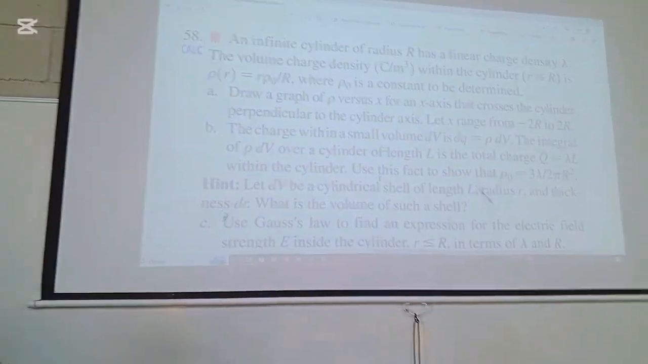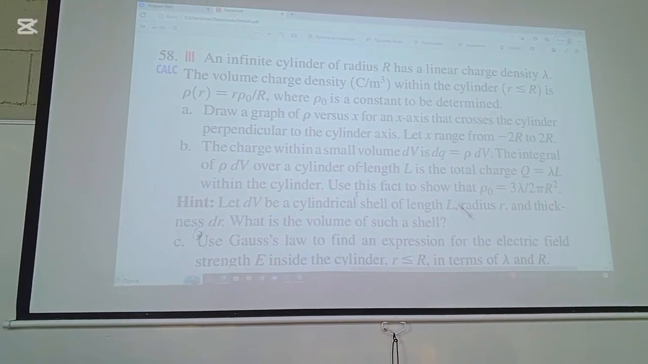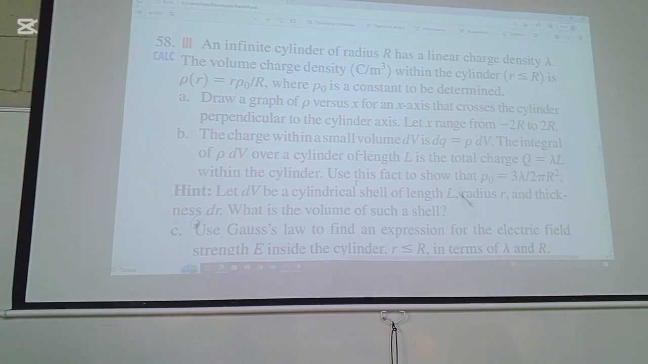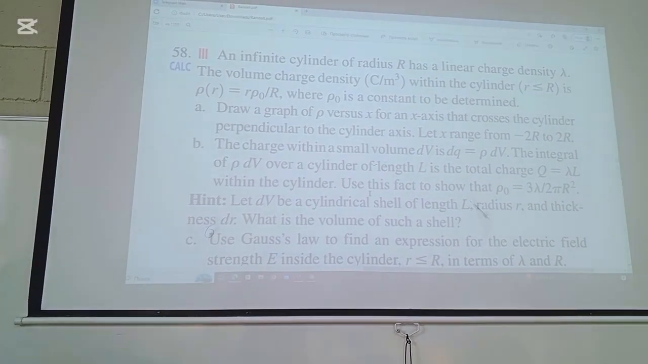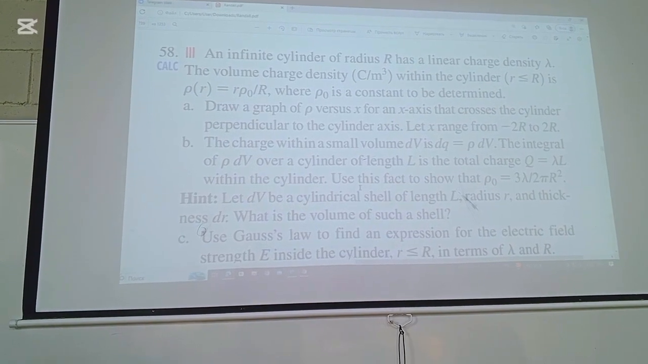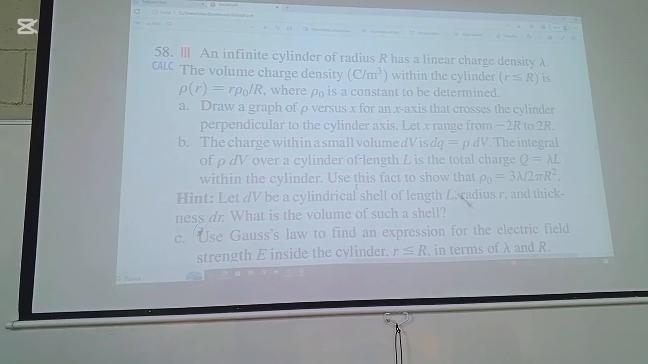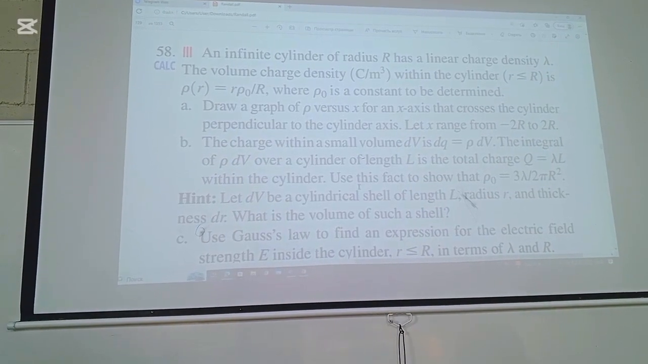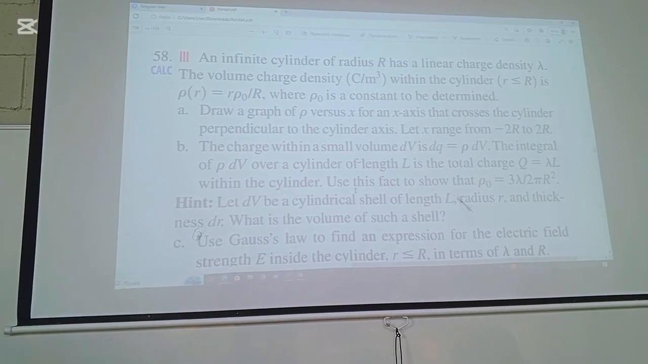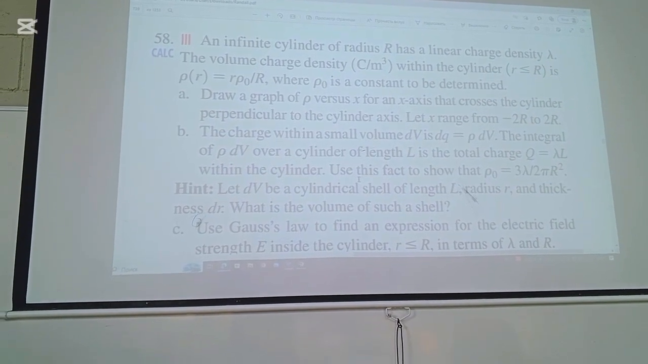An infinite cylinder of radius R has a linear charge density lambda. You're being given volume charge density, where r is less than R. We're being given rho at r is equal to r rho naught divided by R. First question, draw a graph of rho versus x as it says there. Then we'll be given the charge within a small dV is dQ. Integrate, use this fact to show that rho naught is equal to 3 lambda over 2 pi R squared.